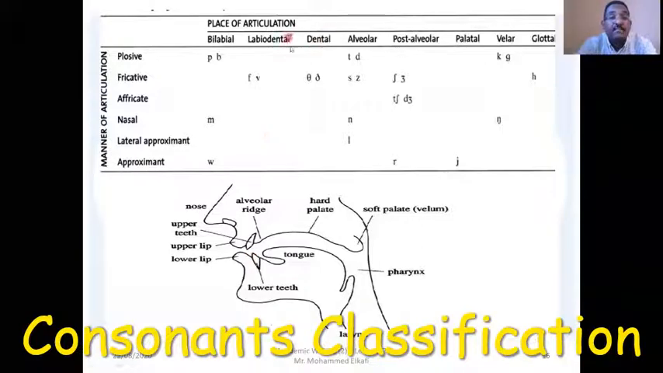The third place of articulation is dental. Dental. And here we'll find the tongue, okay? The tongue will touch what? It will touch the upper teeth, as in the sounds th, voiceless and voiced. Okay? And you can see them here.